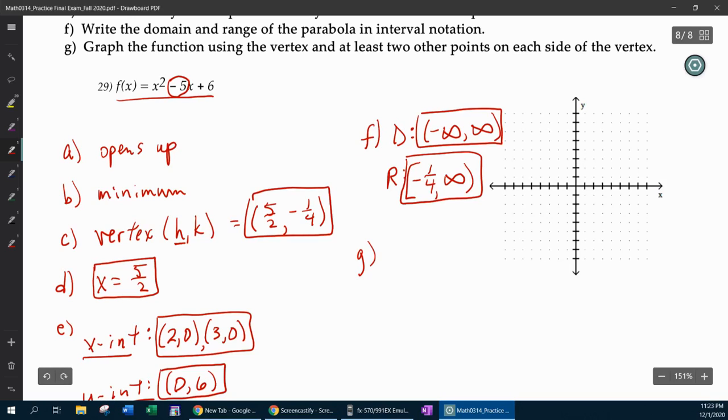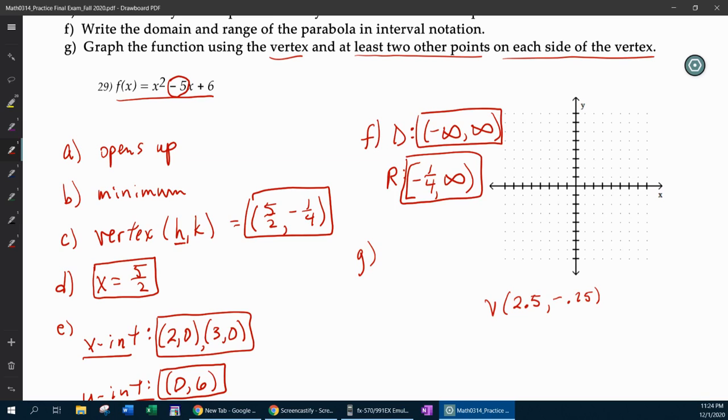Part G, graph the function using the vertex and at least 2 other points on each side of the vertex. All right, so where's my vertex? Let's rewrite this. The vertex: 5/2 is 2.5 as a decimal, and negative 0.25 is negative 1/4. The reason I write that as decimals is that it's a little bit easier to plot decimals on a coordinate system. So we're going to go over to 2.5 and then down 1/4. There's our vertex. Our x-intercepts are at 2 and 3. So that takes care of 1 point on each side. And then I need another point on each side.